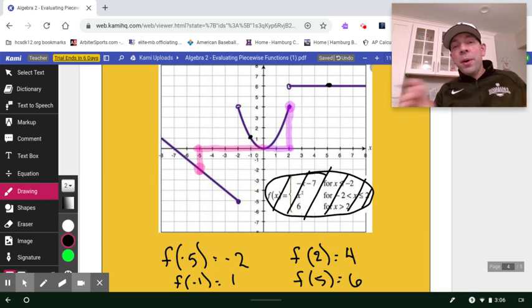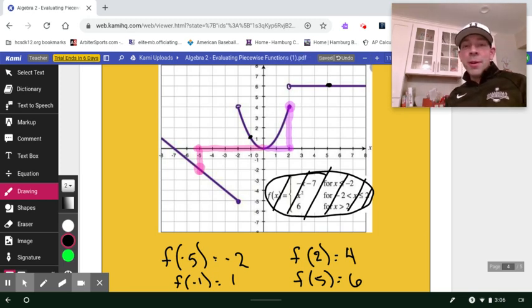All right, so I hope we've built some confidence here with evaluating piecewise functions. Keep chugging, and don't be afraid.